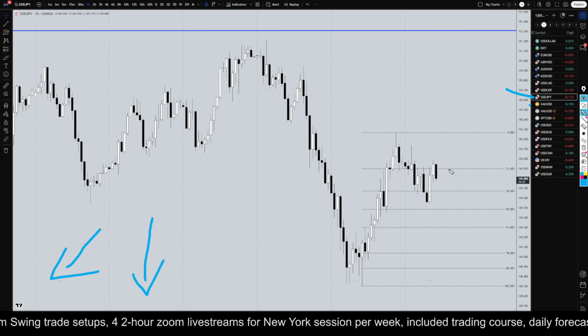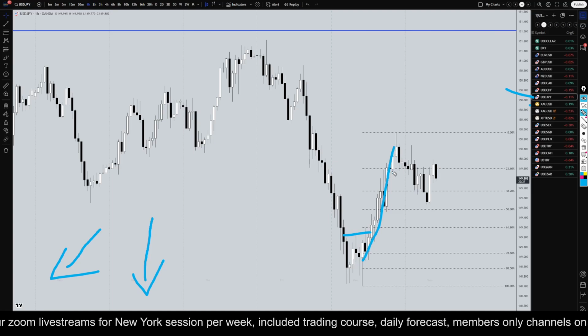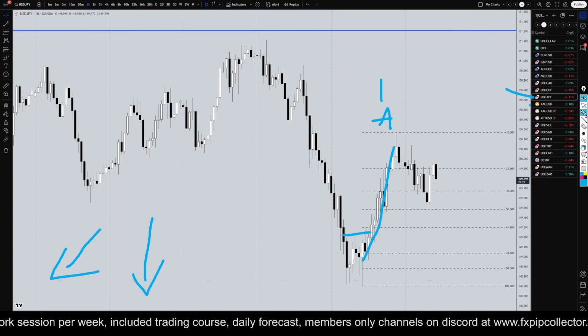So anyways, the US dollar yen did end up breaking structure yesterday and making a really nice push to the upside. I would assume that this is either wave A or wave one, which means we're probably going to get another push up.